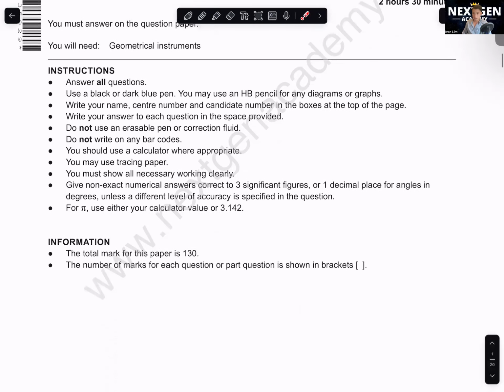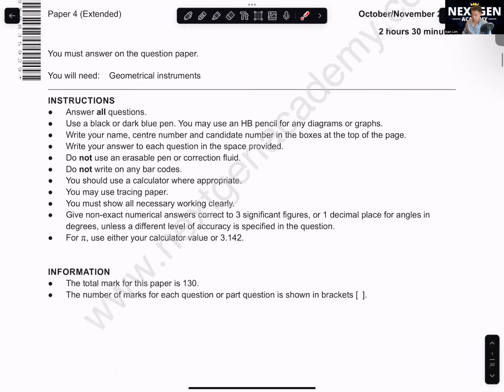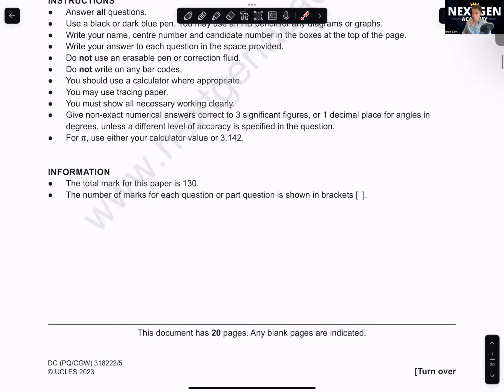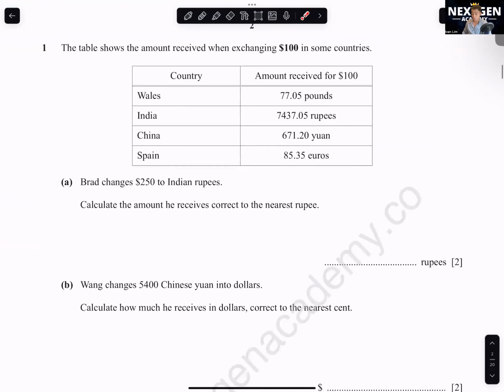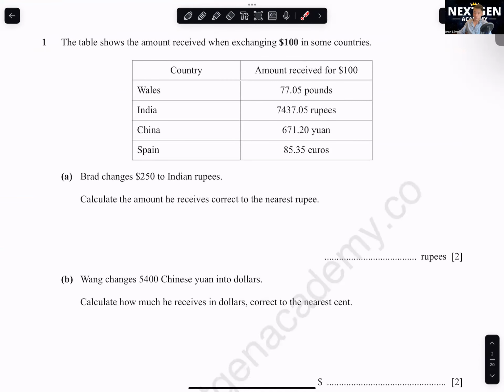Okay, this is a 130 marks paper, 2.5 hours, and whatever you need to do, things like write it to 3 significant figures, 1 decimal place for angles, and also use pencil. Later on there's a drawing one, right? For the transformation, please use pencil.